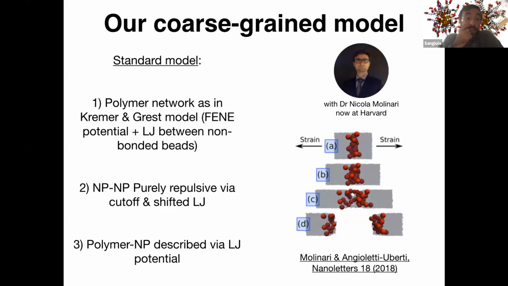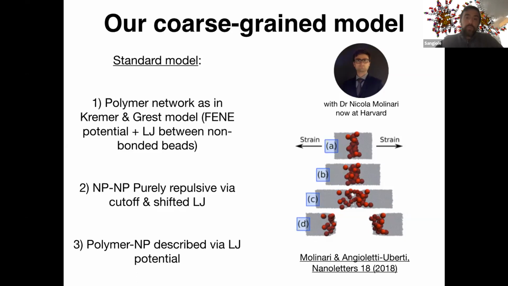The nanoparticles, we describe them using a purely repulsive interaction. This is to respect the fact that in solution, these nanoparticles would be completely stable, so they wouldn't coagulate, so there is no attraction between them, and we can just do it by using a cutoff and shifted Lennard-Jones. And then we have an interaction between the polymer and the nanoparticle that is also described via a simple Lennard-Jones potential. The idea here is to use potentials as simple as possible so that we can understand a little bit more about, let's say, the soft matter physics behind the problem. So we're not really trying to describe the chemical interaction in any possible way.